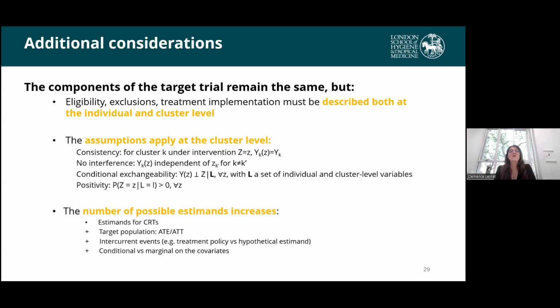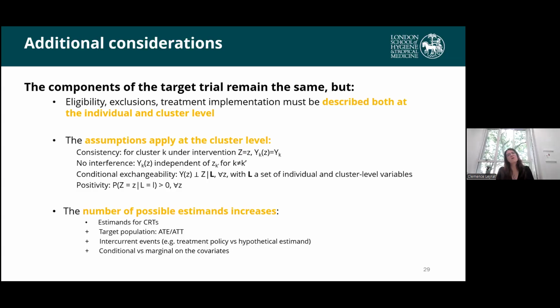But where things become extremely complex is when we go back to estimands, because we have first the estimands for cluster randomized trials, so this new extension with an already complex framework. But now we also have an additional layer in observational studies, which is the target population. Do we want the average treatment effect for the whole population, or the average treatment effect among the treated or the untreated? So this is an additional level to the estimand. And then we also need to think about what we want to do for intercurrent events. Do we want a treatment policy strategy, similar to ITT, or something else?